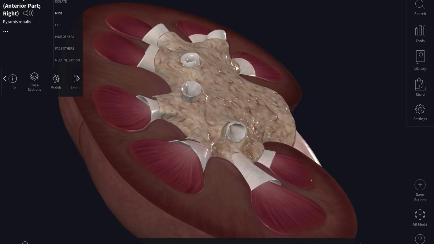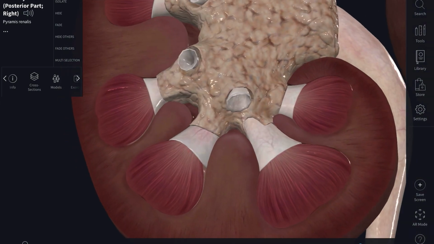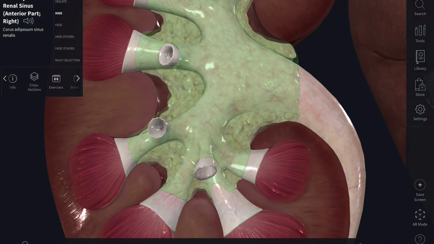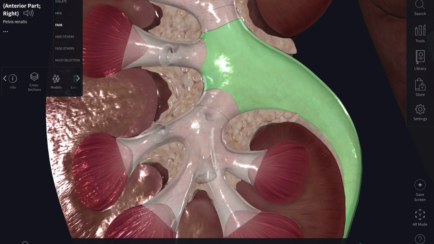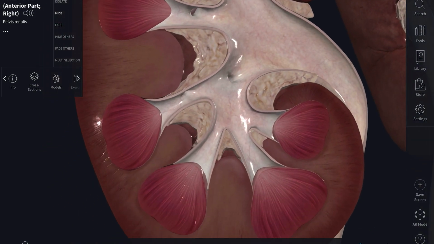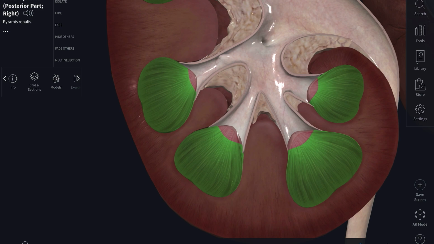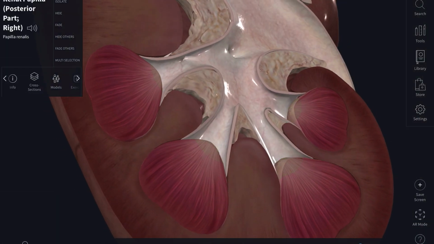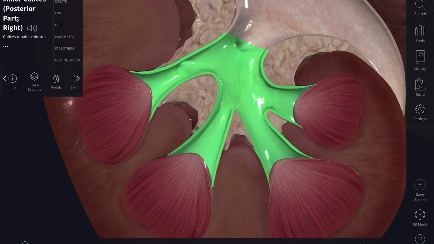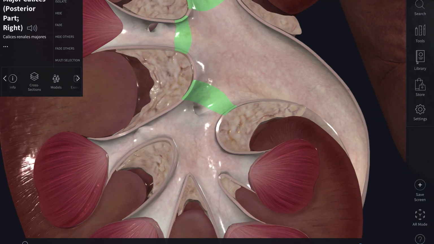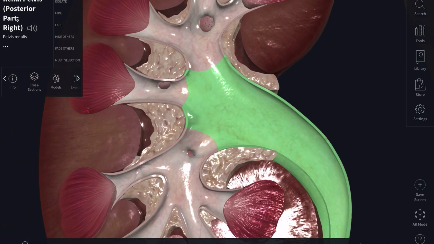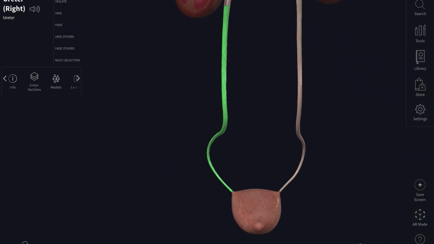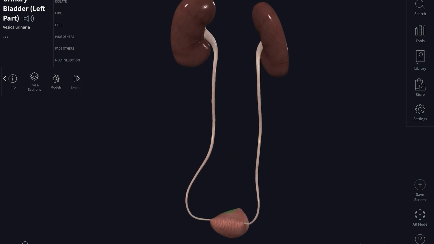If we open that up, we can see that they are more three-dimensional than the book. We get rid of this, and then open this up. So right there is the pyramid, and then right here, the papilla. After that, it goes into what's called the minor calyx, and then the major calyx, and it dumps into the renal pelvis. And from the renal pelvis, it is going to go down into your ureter, which then dumps into your urinary bladder. Right there.